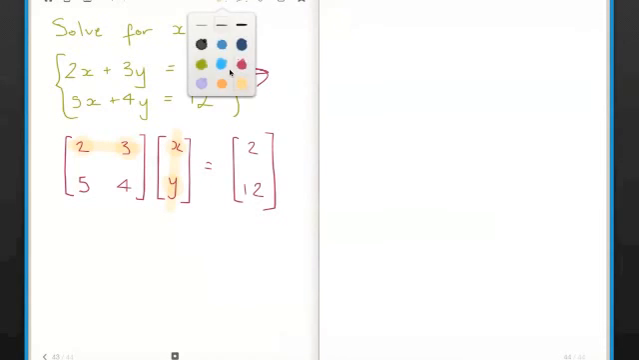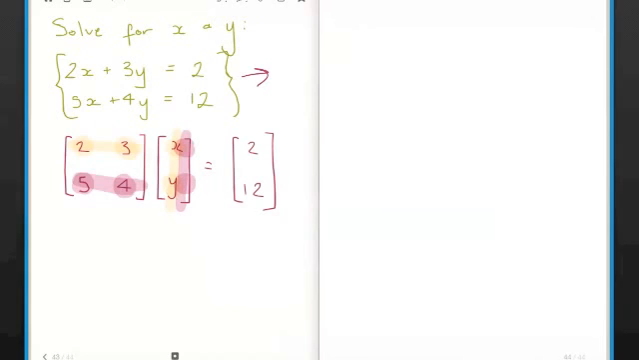And then I would have 5, 4 by xy. So 5x, 5 times x plus 4 by y. So I'll quickly just write that in. I would have 2x plus 3y, 5x plus 4y.